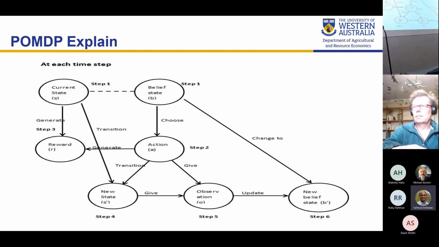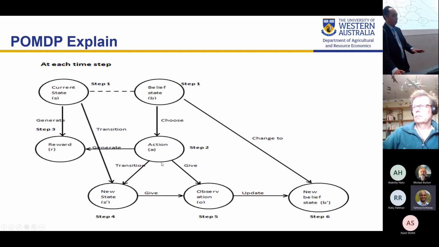The agent thinks he is currently in this state. He would choose from the set of actions available in that state, the one that he thinks is the optimal action to take. So he chooses an action, and based on the action and the current state, the agent will get a reward. And at the same time, the state will move to a new state as well. So now the agent has moved from the previous state to a different state.